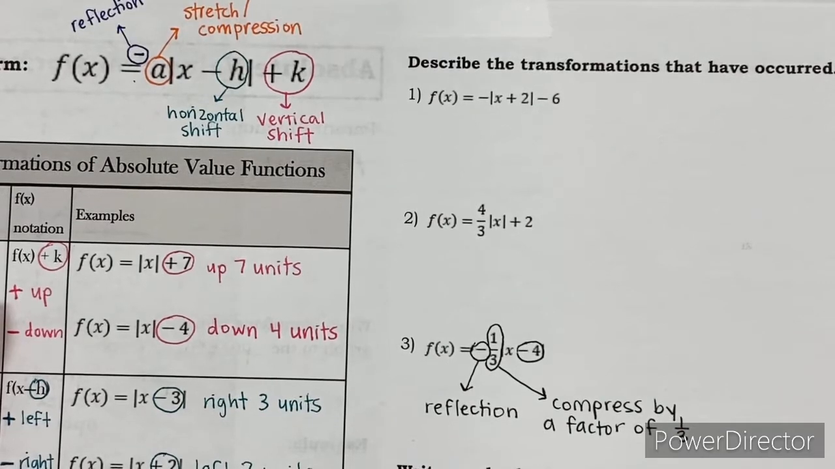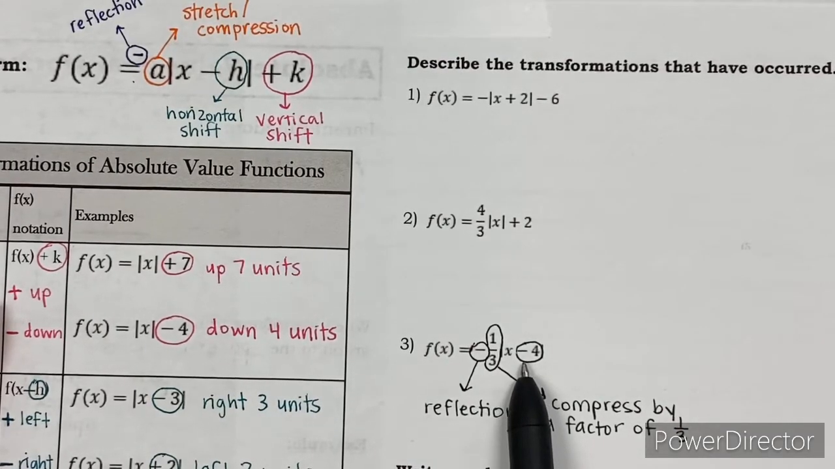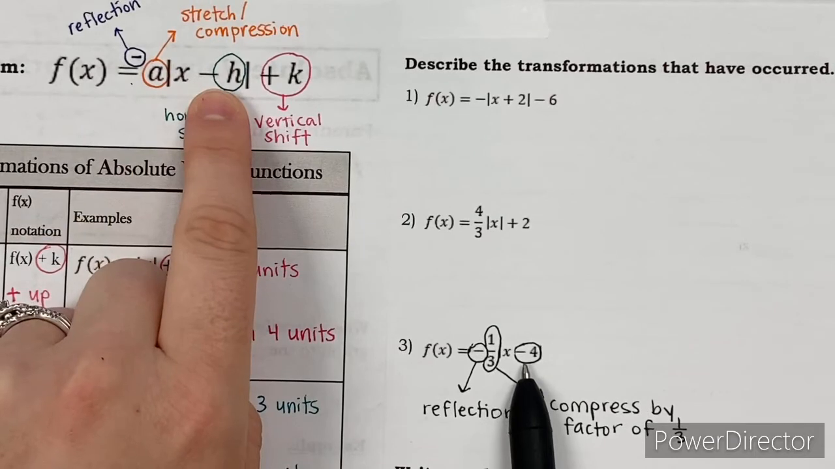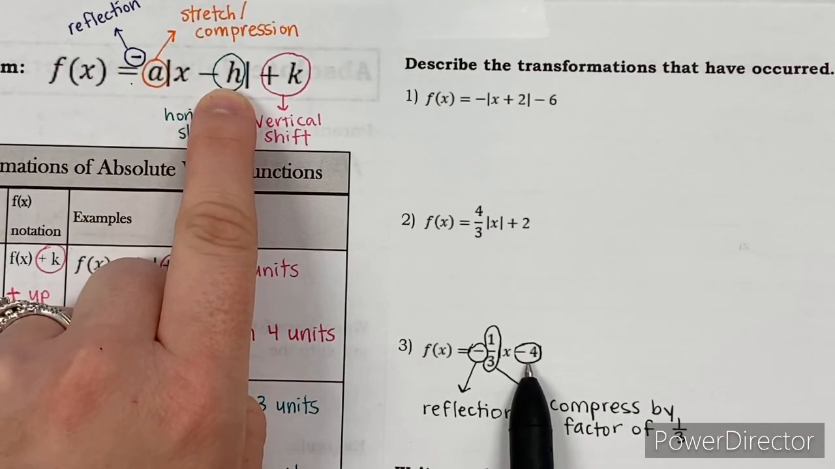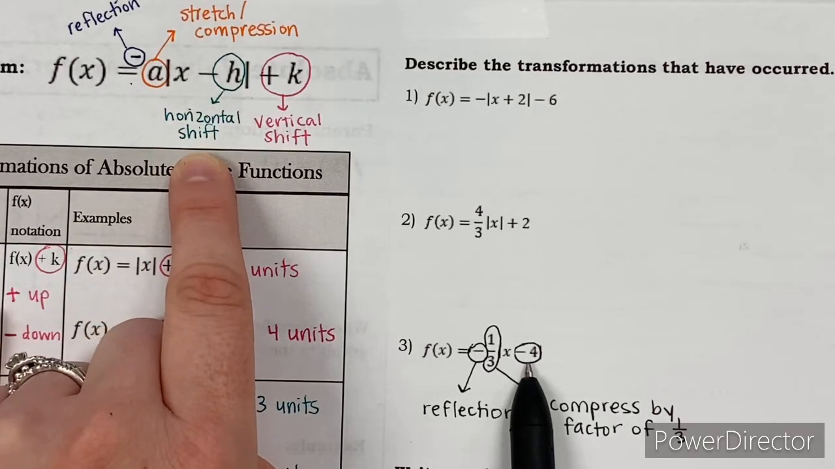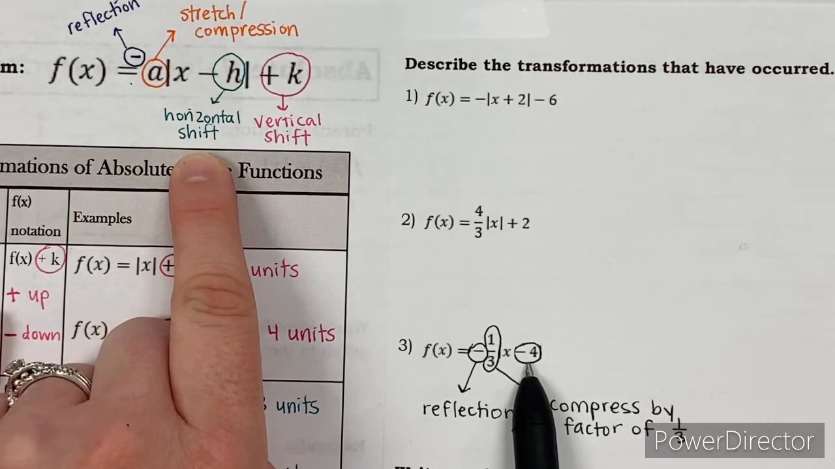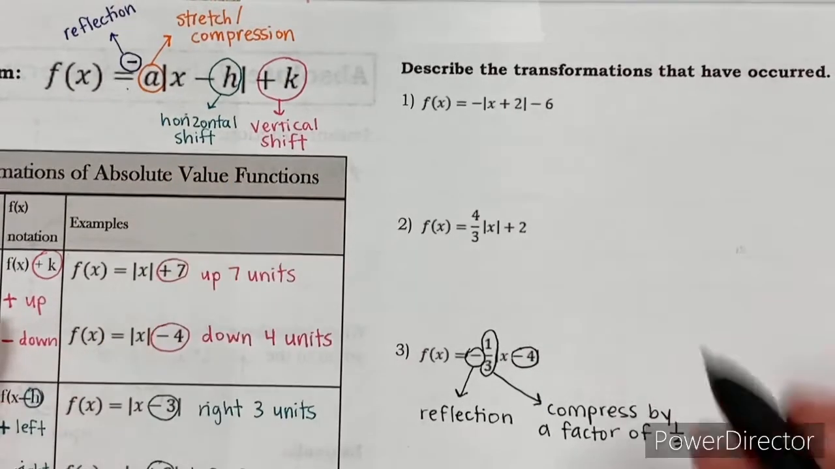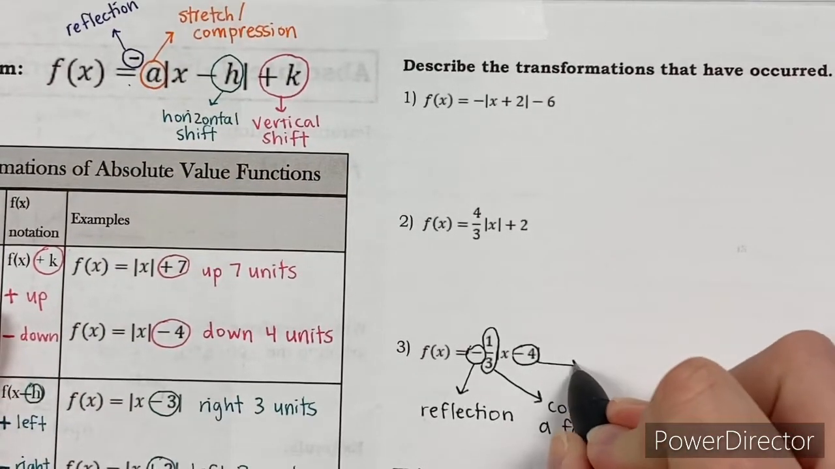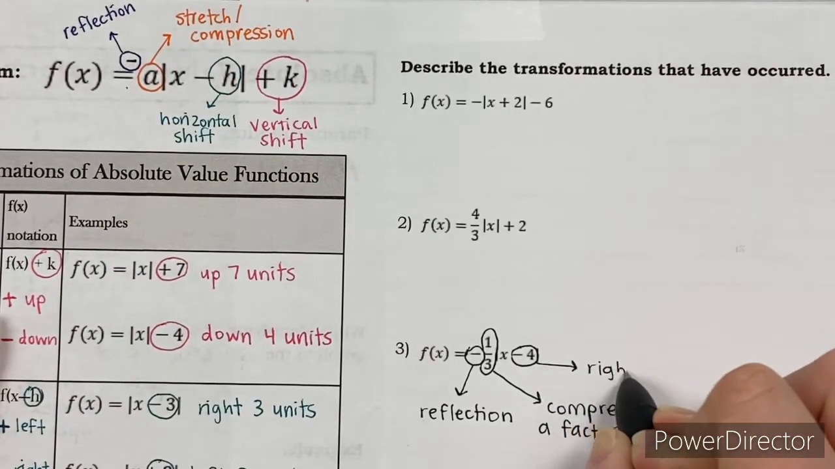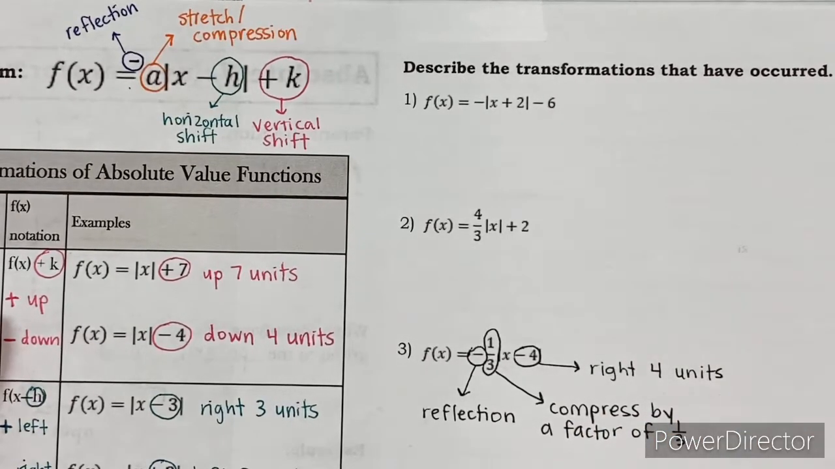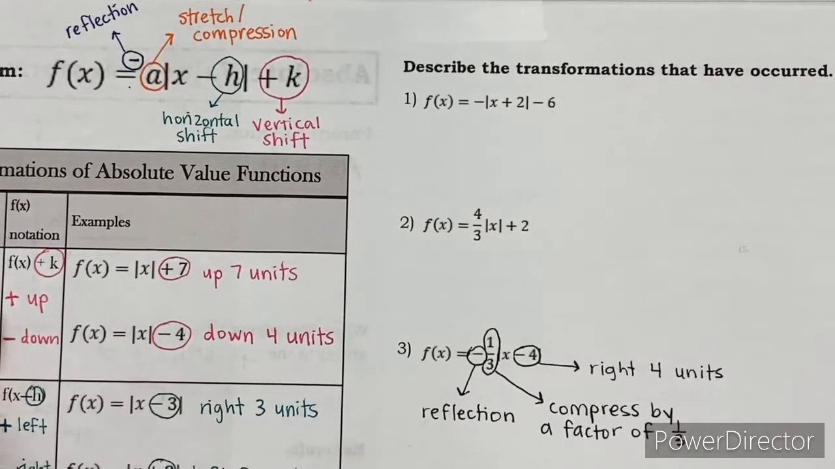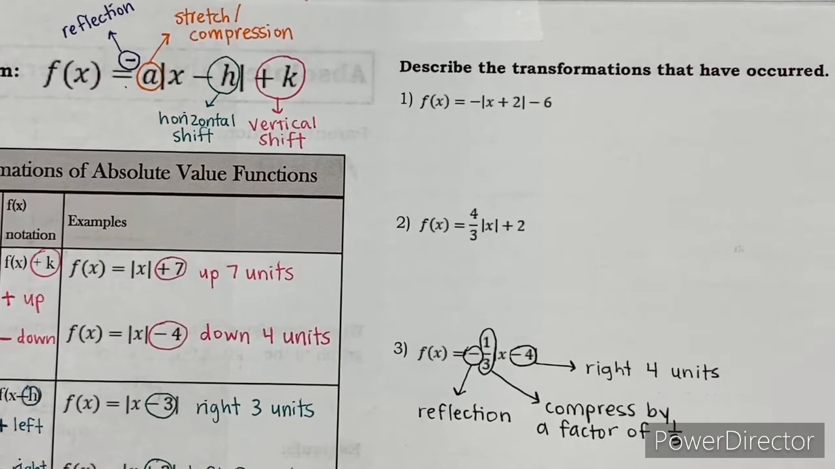Now, the only other one that's left is that -4, and it's on the inside of that absolute value, which is in the H spot. So since it's in the H spot, that's a horizontal shift, so that's either going to be left or right. And remember, you do the opposite of what this shows you. So this one is going to move right 4 units. And there you go. So 3 transformations have happened. We've listed out all 3, so now we are done.